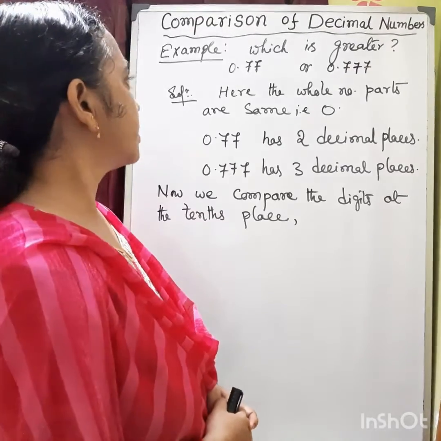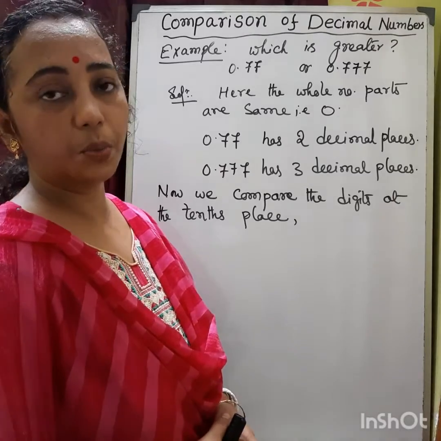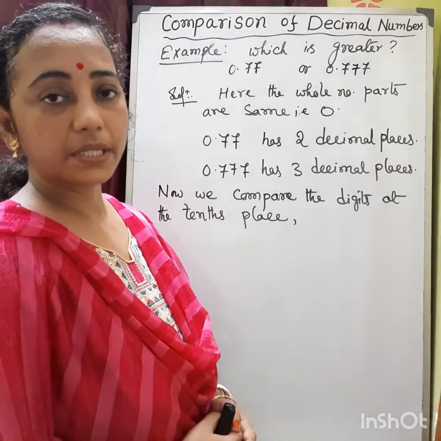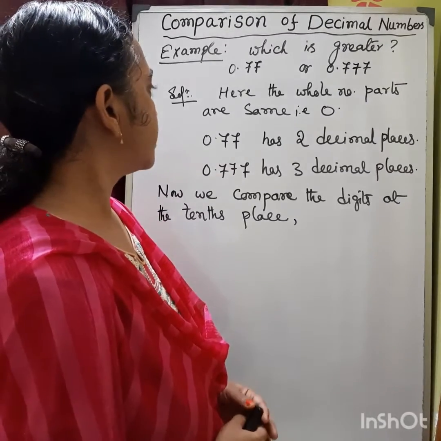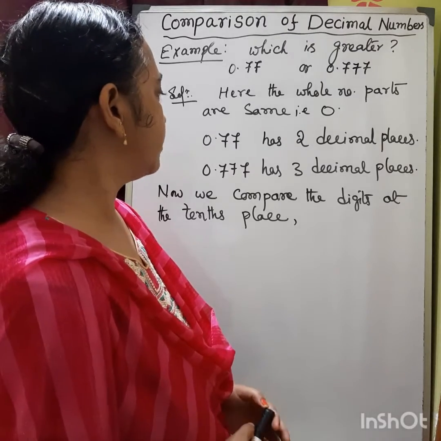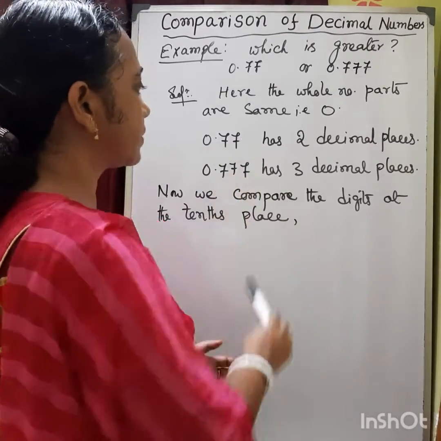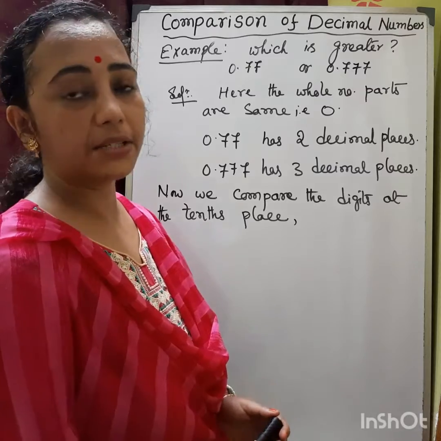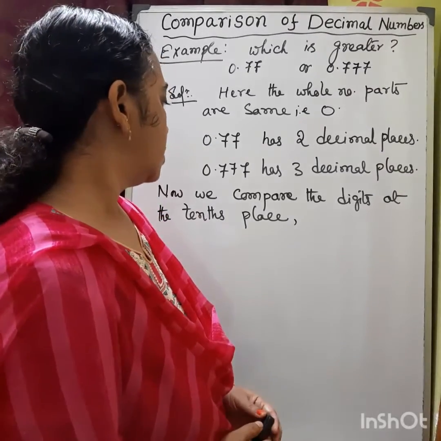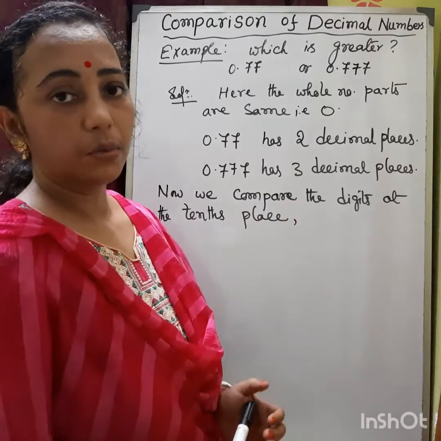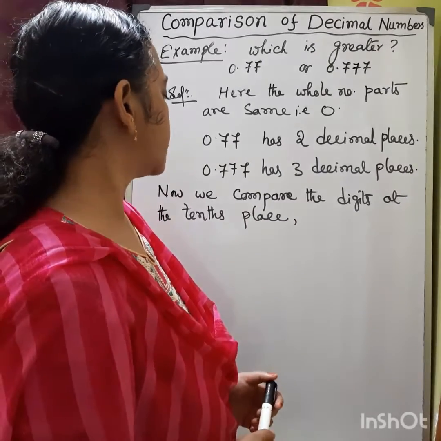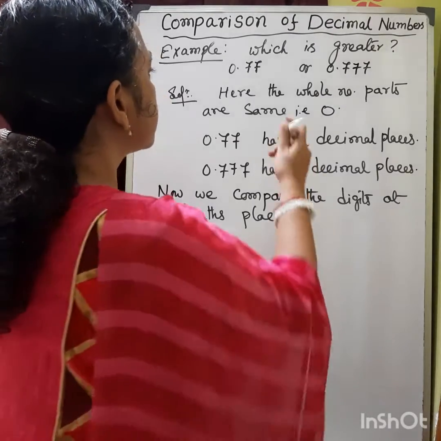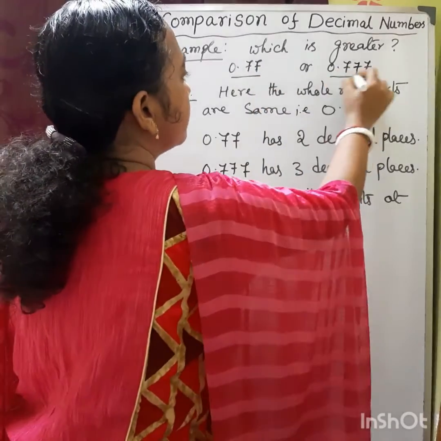Now let us do another question: which is greater, 0.77 or 0.777? Here the whole number parts of both the decimal numbers are same, that is 0. Now if we see the number of decimal places of the two given decimal numbers, the first one, 0.77, has 2 decimal places, and the second one, 0.777, has three decimal places. So the second one has more decimal places as compared to the first one. Now if we compare the digits at the tens place, in the first decimal number it is 7, and in the second one also 7.